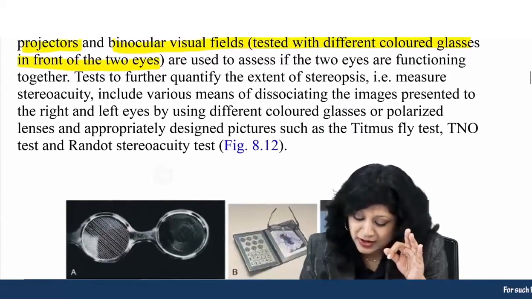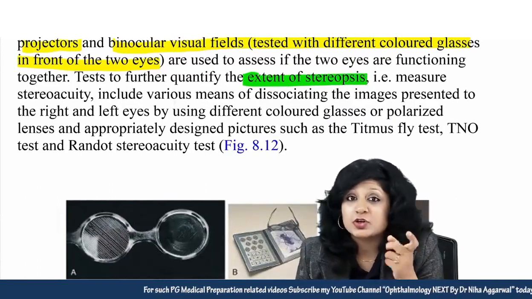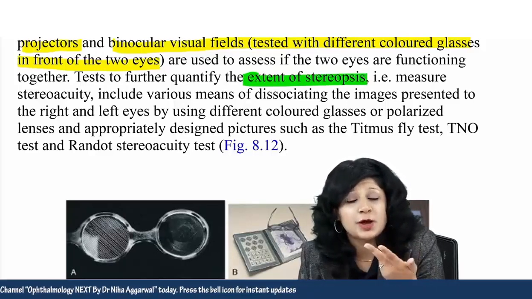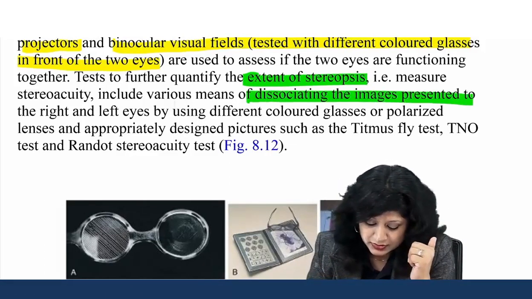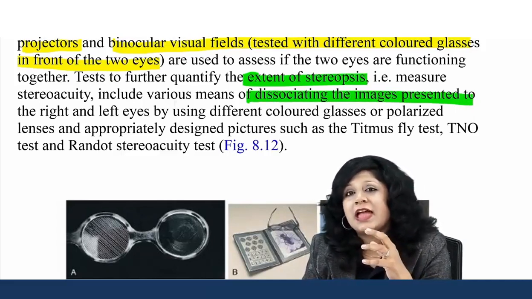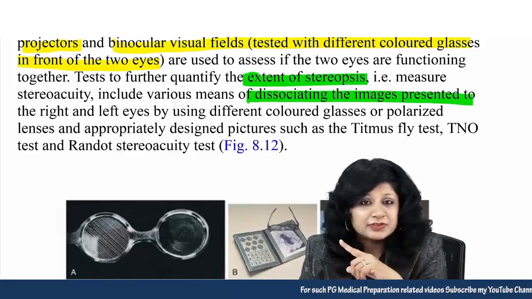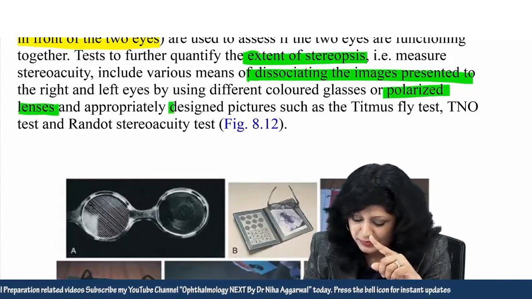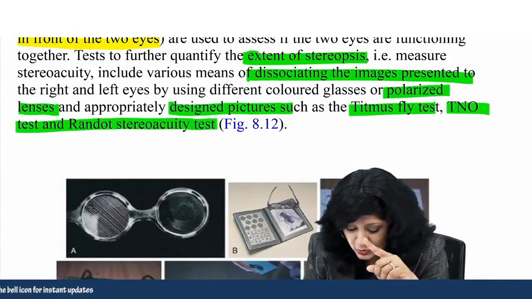Tests to further quantify the extent. Then we have the extent of stereopsis, which can measure your stereo acuity. The instrument which gives you a measure of stereopsis is called the stereo acuity test. These have means where we can dissociate the images presented to the right eye and the left eye by using different colored glasses, polarized lenses and appropriately designed pictures. Like we have the Titmus fly test, the TNO test, and the Random dot stereo acuity test.